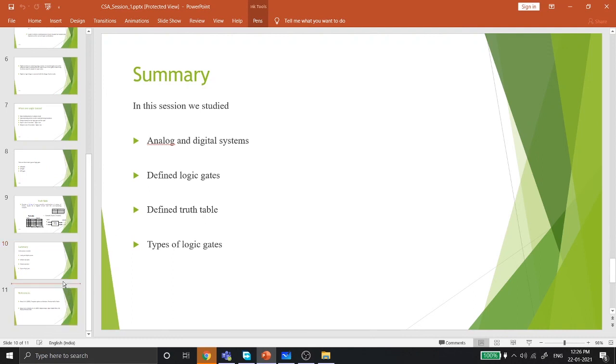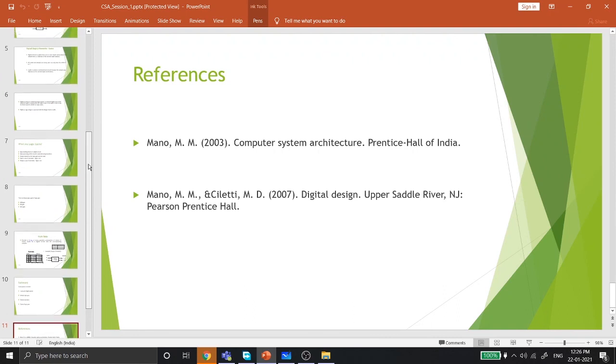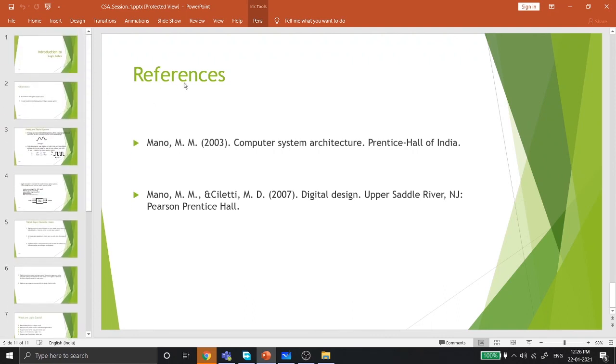For references, I'll share this PPT. The references are Computer System Architecture by Prentice Hall of India and a digital design book, two books in all. If you want to refer to them, you can, but you basically won't need to, as I also explain the notes to you.